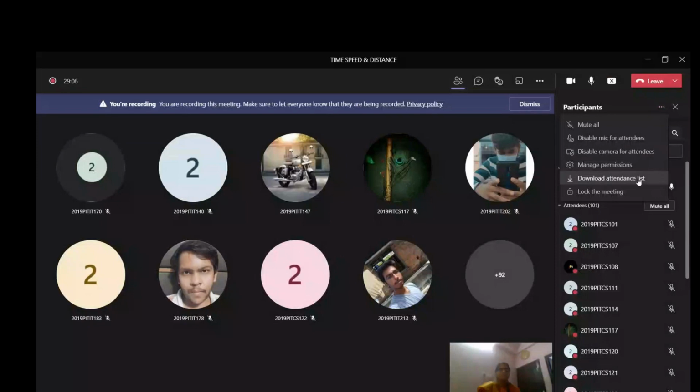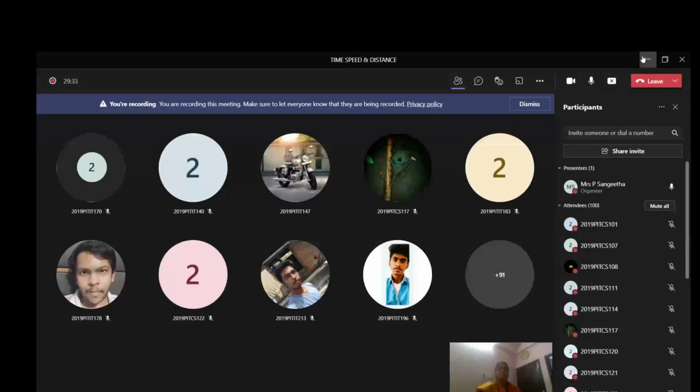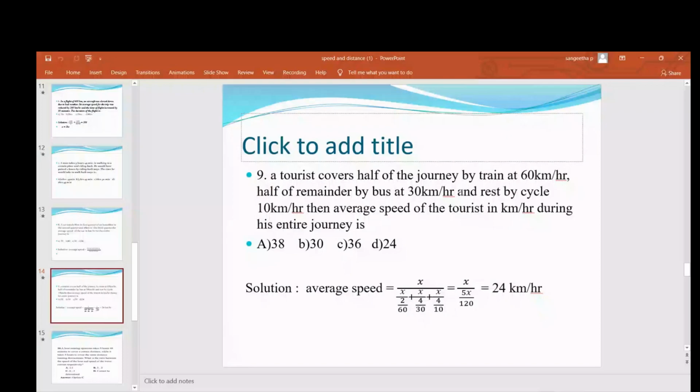A tourist covers half of the journey by train at 60 km per hour. Half of the remainder, so the first half of the journey he travels by train at 60 km per hour, and of the remainder, half of the journey he covers by bus, where the speed is 30 km per hour. And the rest by cycle, the last quarter he completes his distance by using a cycle.